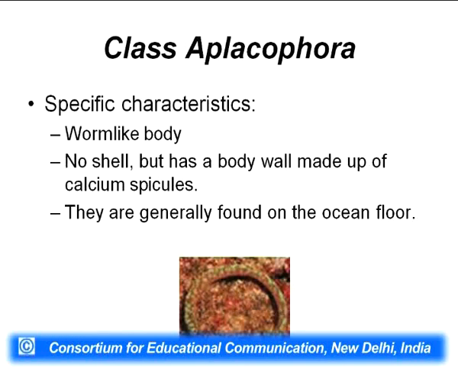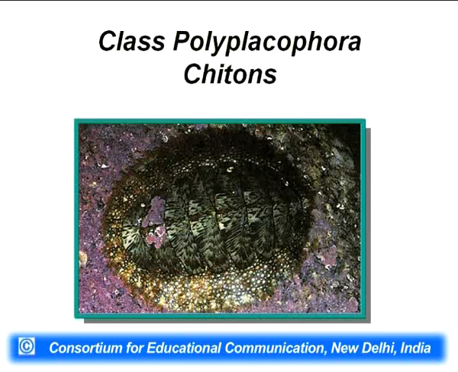The second class is class Aplacophora. A means absent, placo again for the plate. It means the mollusks where shell is totally absent. Their body is elongated and worm-like, and they are generally found on the bottom of the sea.